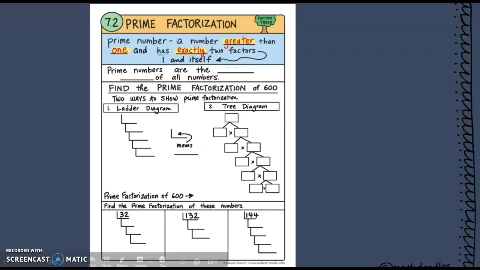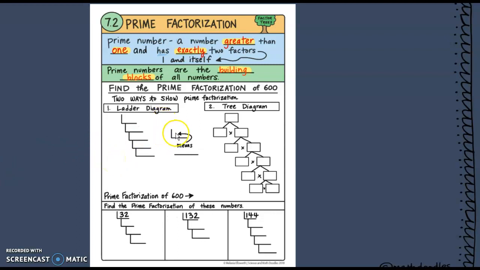In this case, we're going to use prime numbers as building blocks for other numbers. So we're going to take other numbers and show how prime numbers can create an expression to come up with that other number. There are 2 ways to show prime factorization. The first way is the ladder method. We're going to show prime factorization for 600.